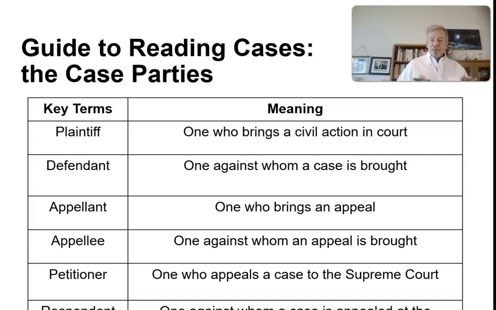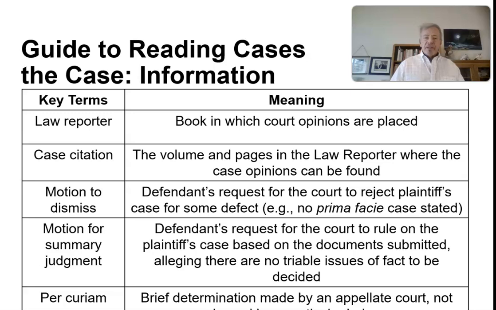So here's some terms. The plaintiff, one who brings a civil action in court. A defendant, one whom the case is brought against. The appellant, if the case is decided, the one who brings an appeal to a higher level. The appellee, one against whom the appeal is brought. A petitioner, one who appeals the case to the Supreme Court. And the respondent, once again, the one against whom the case is appealed at the Supreme Court.